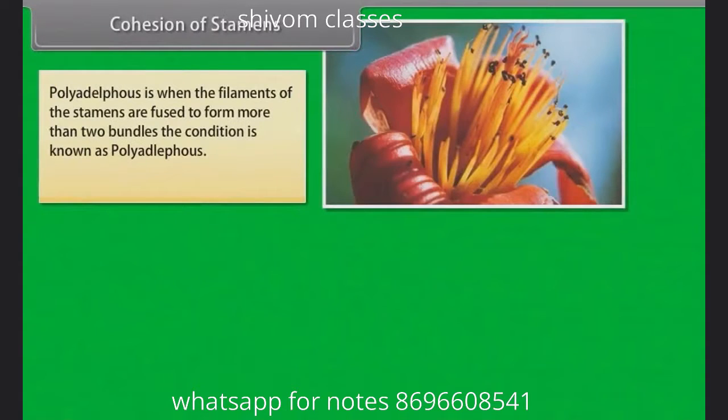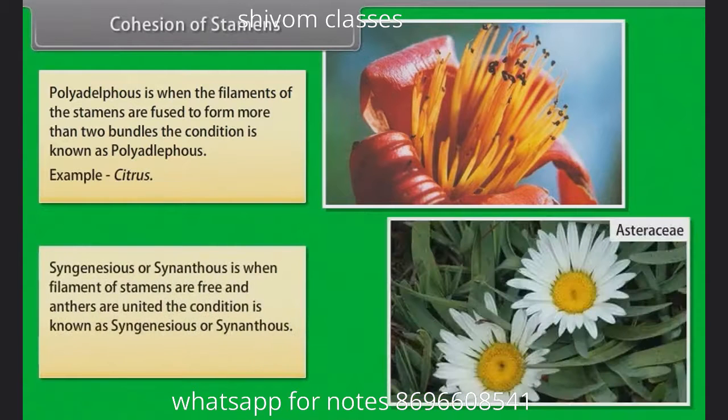Polyadelphous is when the filaments of the stamens are fused to form more than two bundles. The condition is known as polyadelphous. Example: citrus. Syngenesious or synanthous is when the filaments of stamens are free and the anthers are united. The condition is known as syngenesious or synanthous. Example: Asteraceae.